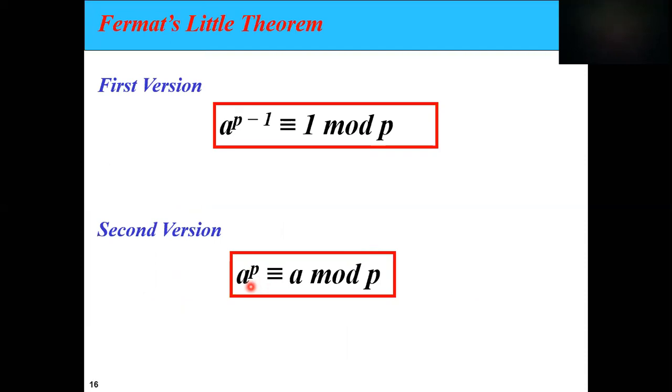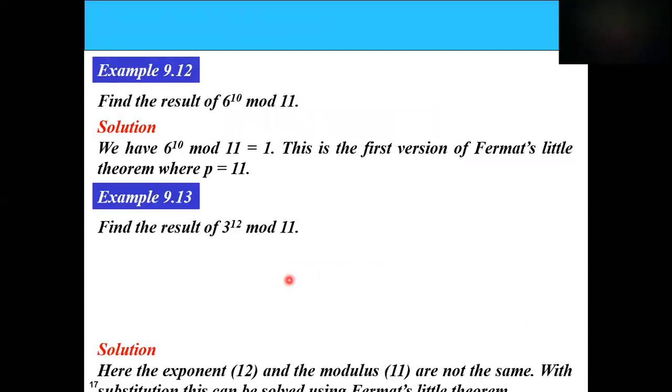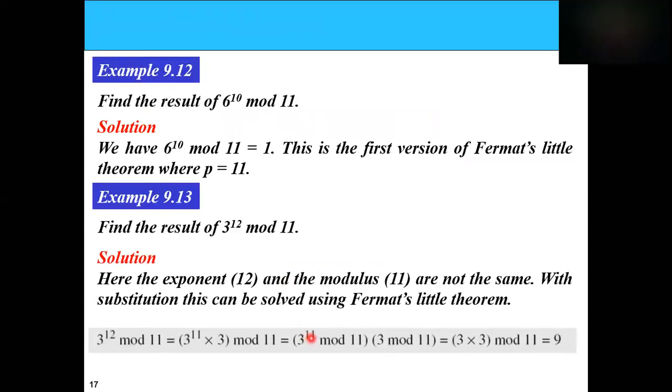In that example, 3 to the power 11 mod 11 gives you the result 3, because a to the power p is congruent to a. So 3 to the power 11 mod 11 is 3, and the other factor, 3 mod 11, is surely 3. So 3 into 3, 9 mod 11 is always 9. So through Fermat's little theorem, you can solve this very big power of 3 to the power 12 easily.